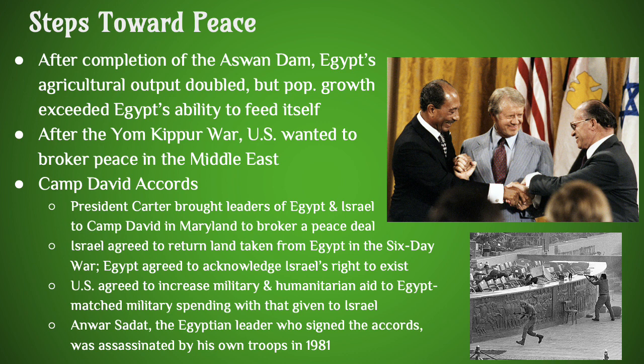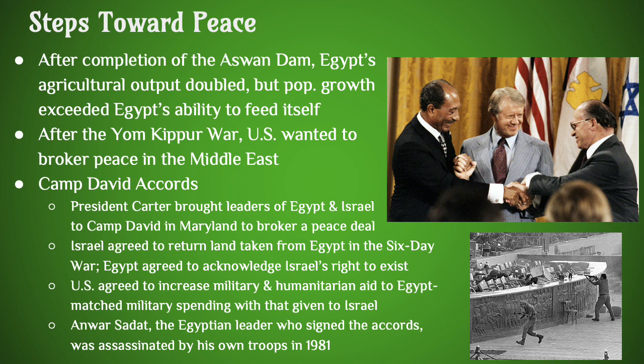For Egypt, this constant state of warfare was really kind of unsustainable and didn't really make economic sense anymore. So after the completion of this huge dam on the Nile River that Nasser had been trying to create, their agricultural output doubled, which is what they were going for, but population growth was still running ahead of Egypt's ability to feed itself. And so it needed to make some economic and political changes. At the same time, because of this oil crisis, the U.S. is now very, very interested in brokering peace in the Middle East.